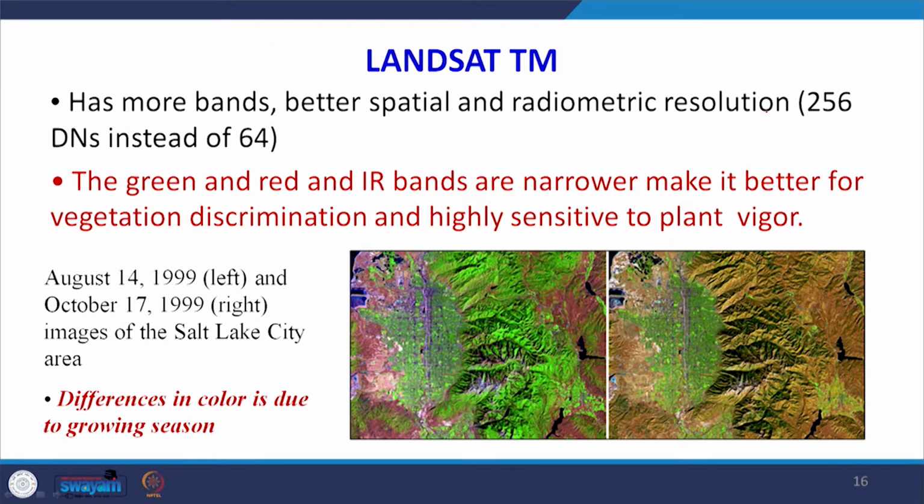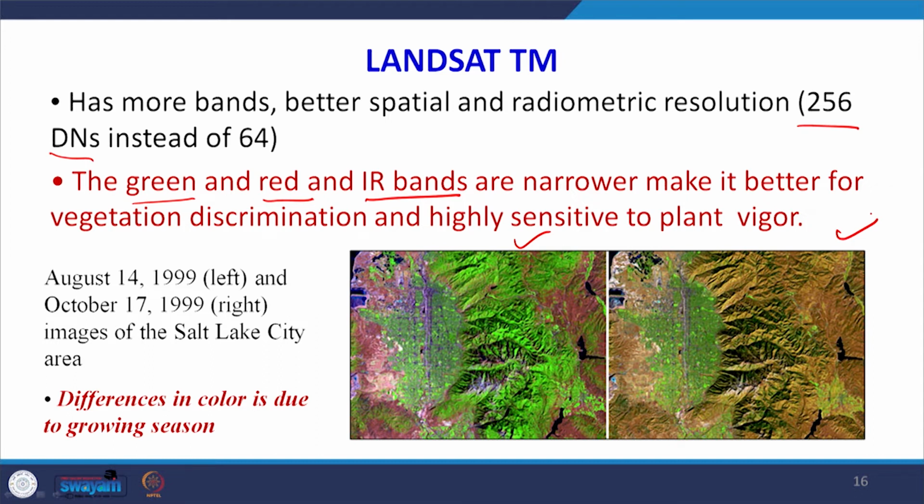Landsat TM, because it has an increased number of bands, and resolution also, we have 256 DN values. So, it was 8-bit data instead of the 64 grey number values. So, green band, red band and infrared bands were making it better to discriminate the vegetation cover, highly sensitive to plant vigor. So, here we are showing you two images.